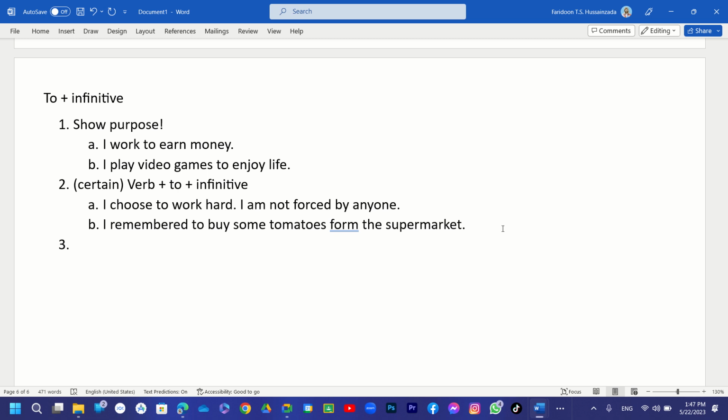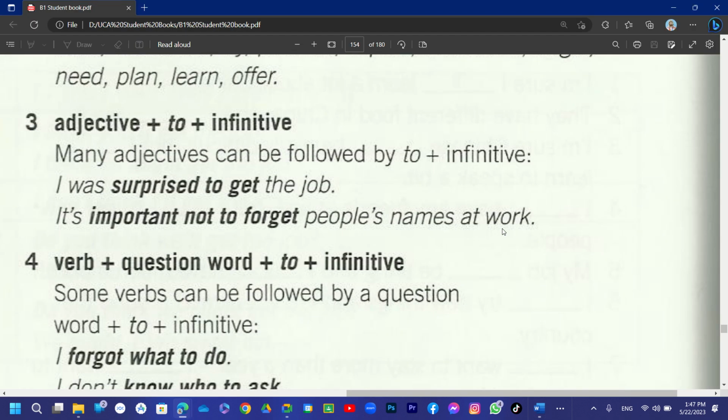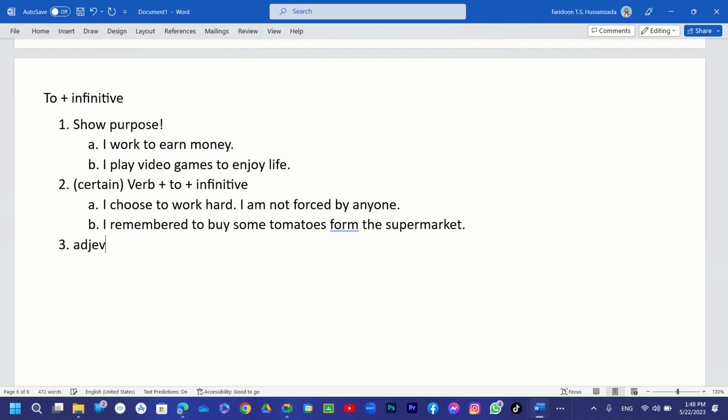Use number 3 of to plus infinitive is a little different. It has an adjective: adjective plus to plus infinitive. Let's write it. Adjective plus to plus infinitive. Okay, sorry, this is also wrong. Yeah, so adjective plus to plus infinitive, how can we use that? Many of the adjectives that we have today in English can be used in this format, and it's really good to do it. It's going to improve your speaking as well.